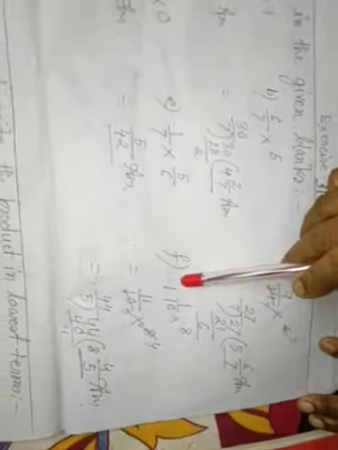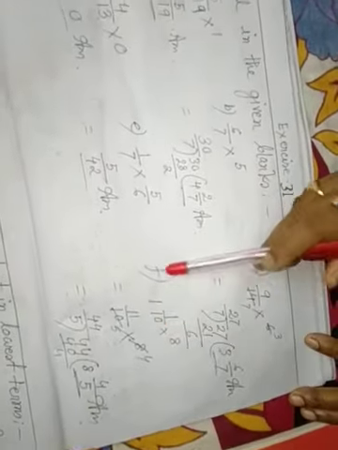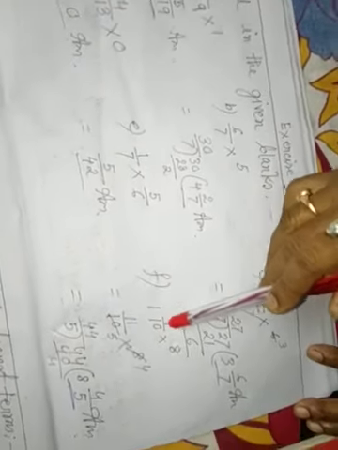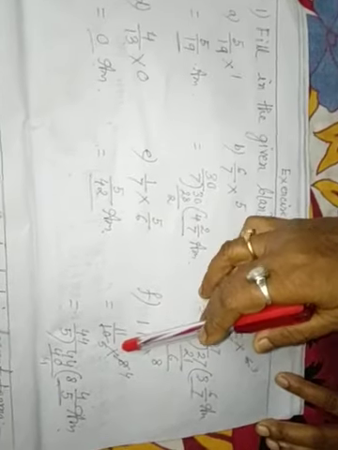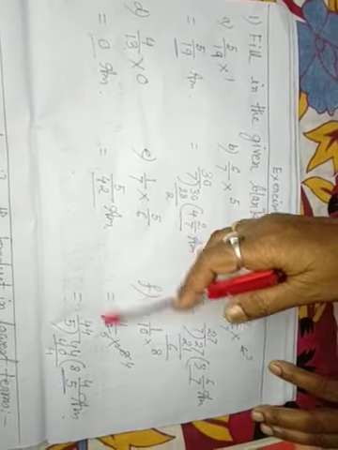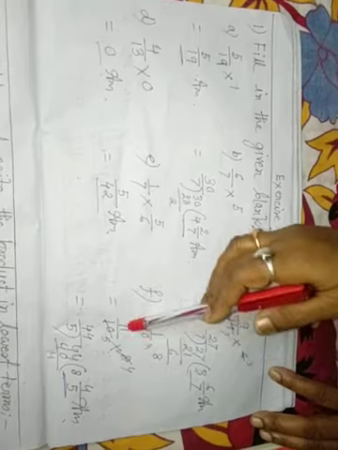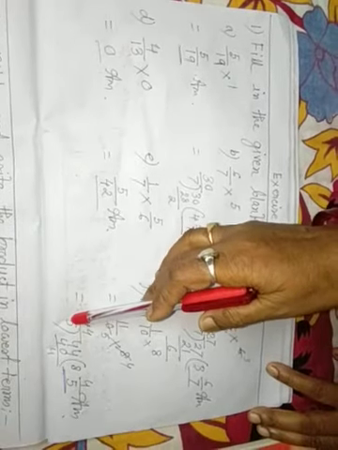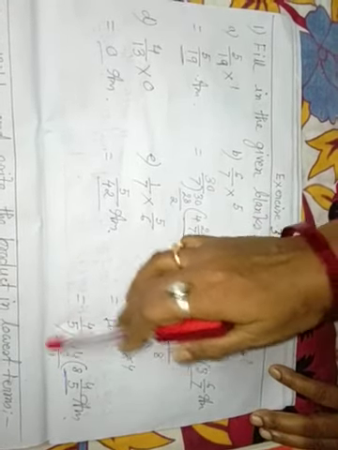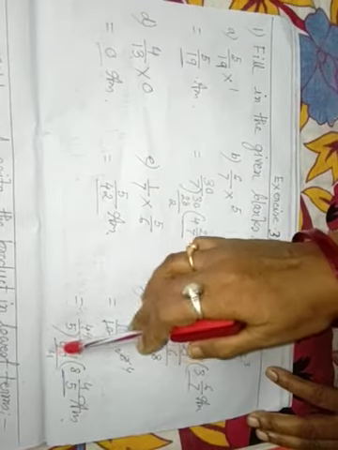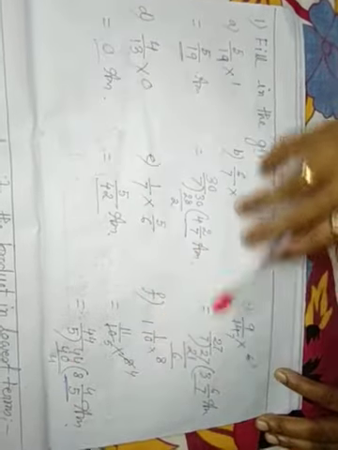F, 1 by 10 into 8. That is 1 by 10, 10 ones are 10 plus 1, 11 by 10 into 8. So 5 twos are 10, 4 twos are 8. That is 4 into 11, 44 by 5. 5 eights are 40, 44 minus 40 is 4. So 8 4 by 5 is the answer.